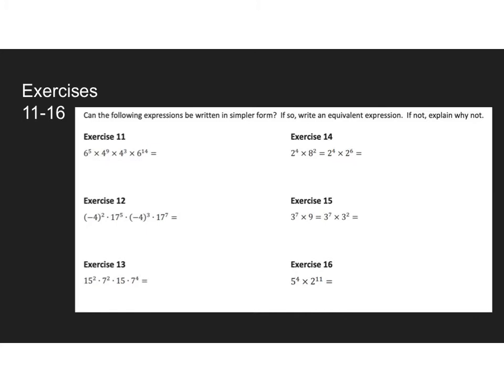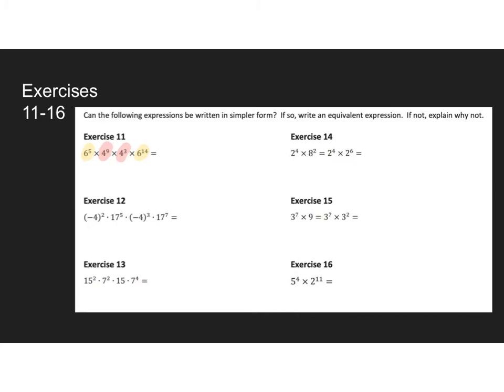So looking at exercise 11, we have 6 to the 5th times 4 to the 9th times 4 to the 3rd times 6 to the 14th. So a few things here I want to remind you of. Order does not matter when we multiply. So we can actually group these so that we are multiplying the same bases together first, and then the other two bases that are the same second. All right, so we can simplify this one right here.